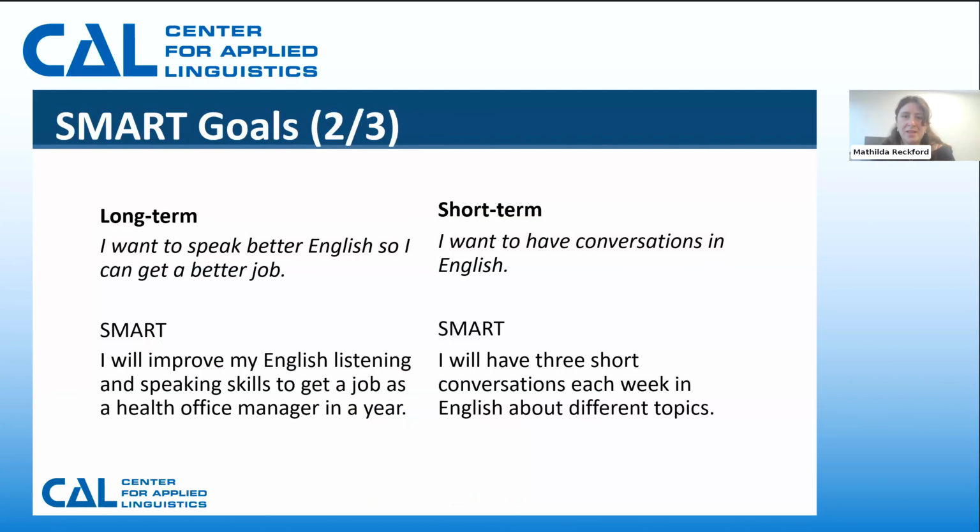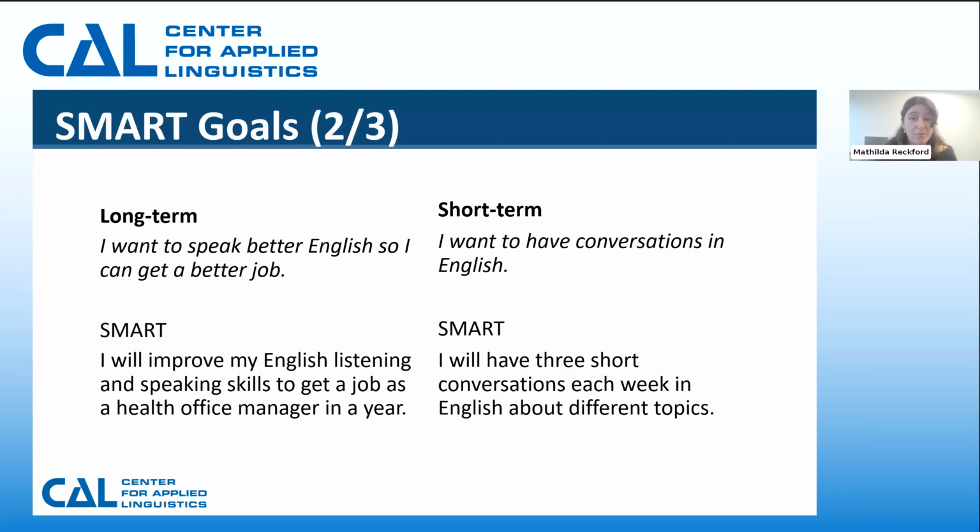So here are examples of how you can help your students make their goals into SMART goals. The first example is a long-term goal. The goal is, I want to speak better English so I can get a better job. And by asking questions about this general goal, you can help students get more specific.